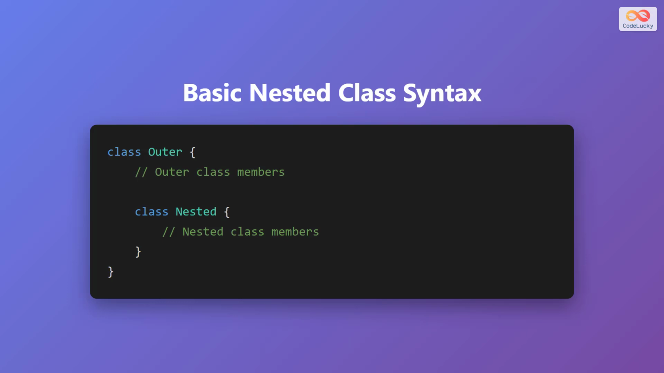Here's the basic syntax for creating a nested class. You define an outer class, and inside its body, you define another class called the nested class. The nested class sits inside the curly braces of the outer class, just like any other member.